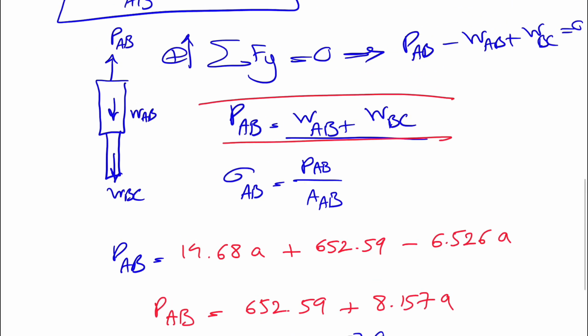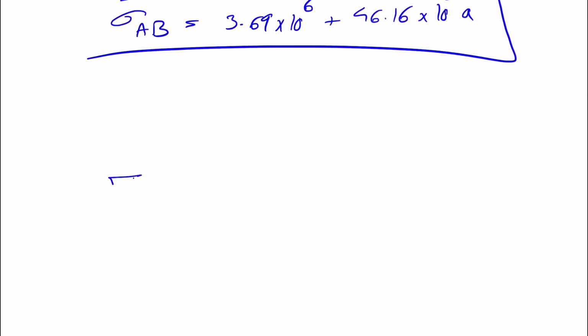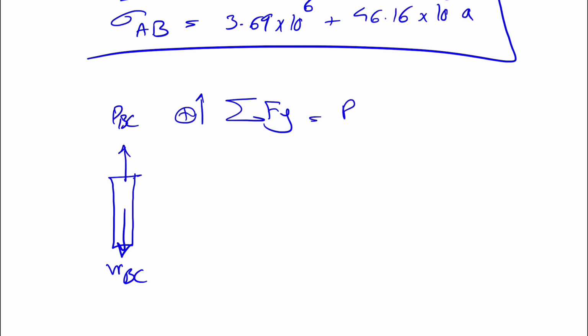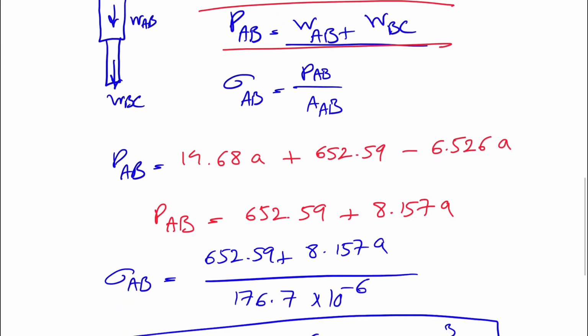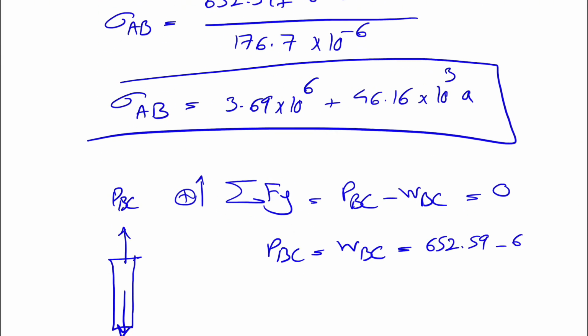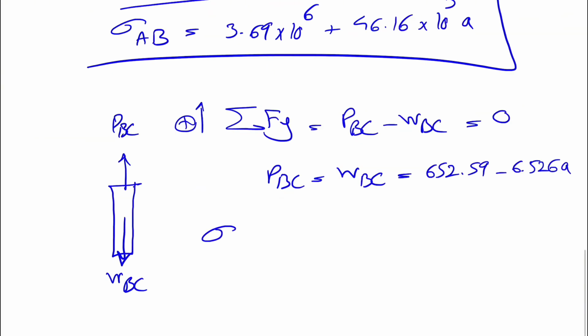So we have to do the same thing for BC too, but we'll have a different free body diagram for BC. So for BC, we have PBC in here, and we only have the weight of BC. Obviously, the force that we have in AB is greater than BC. So in order to have this stress minimum, these have to be again equal to each other. So for PBC, again we're gonna do sum of all forces in Y direction. This will be positive. PBC minus WBC is equal to 0. So PBC is basically equal to the weight. In the previous part, we found the WBC, which was 652.59 minus 6.526A. And if we want to find the maximum normal stress, we have PBC over ABC.